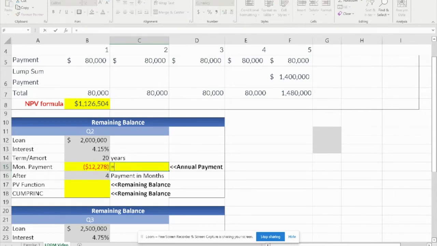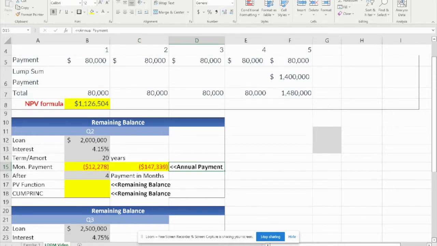Now, to calculate the annual payment, that's fairly easy. It's going to equal the monthly payment times 12. And your annual payment or debt service is going to be $147,339 for your annual payment.